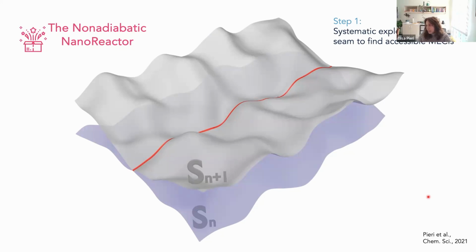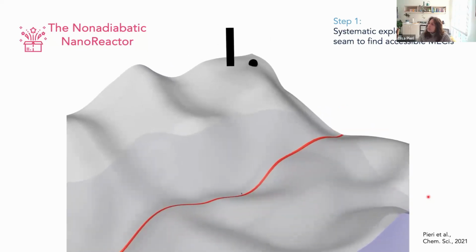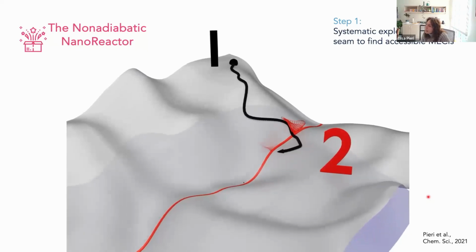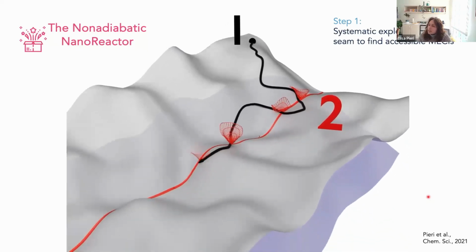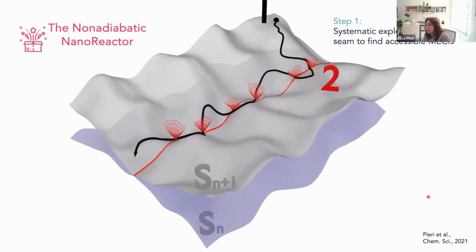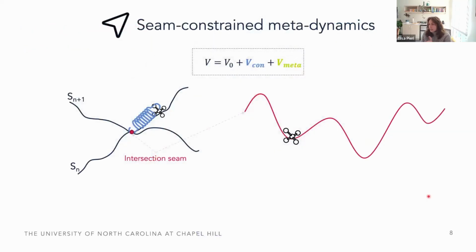The first step is a systematic exploration of the intersection seam because we want to find conical intersections. So from the Franck-Condon point, we start what we call a seam dynamics that samples the intersection seam very extensively and finds tons of different conical intersections. And then from that, we reduce their number by identifying the most relevant ones. How is this done? This is actually quite simple.